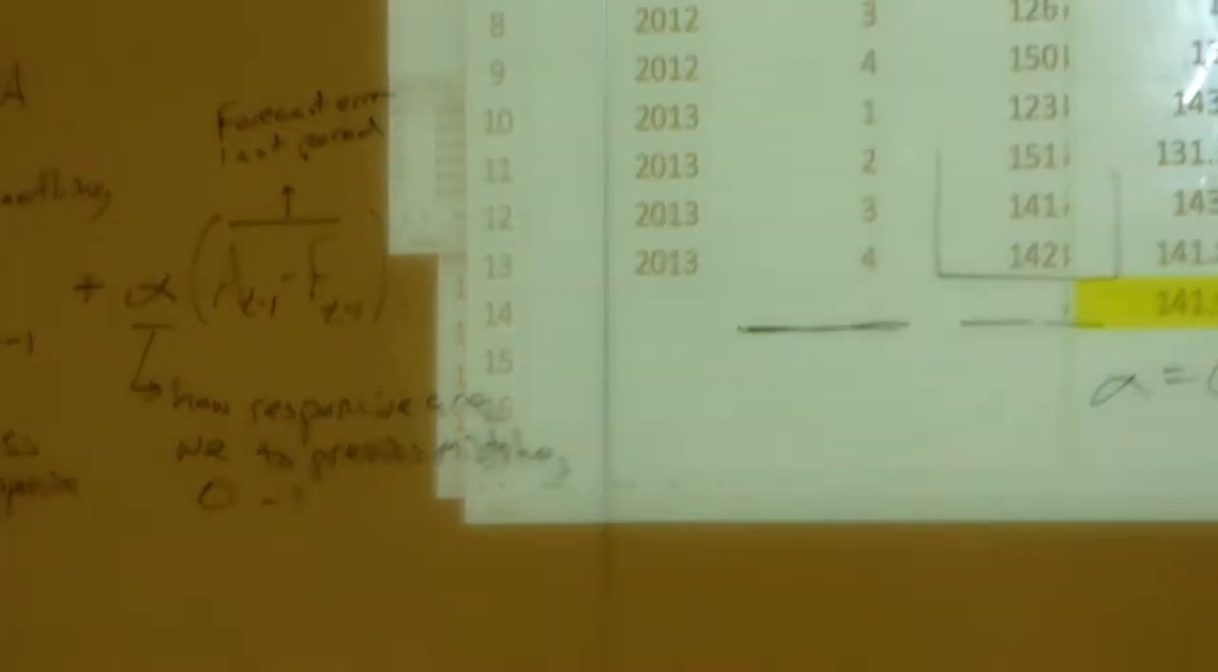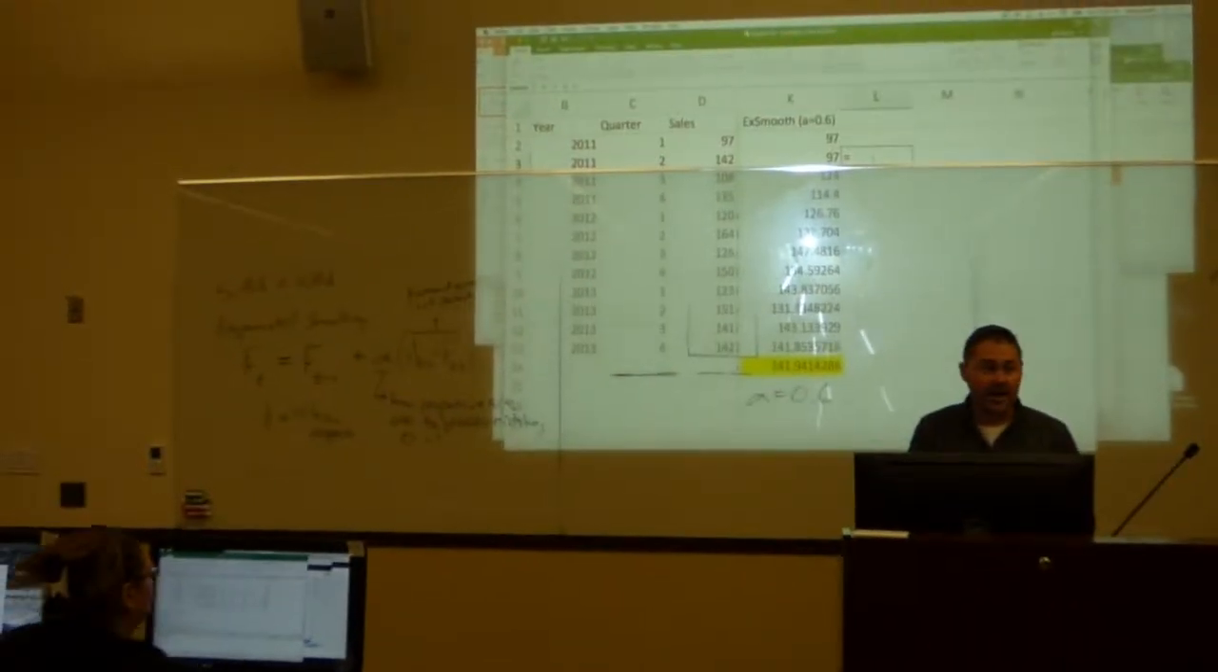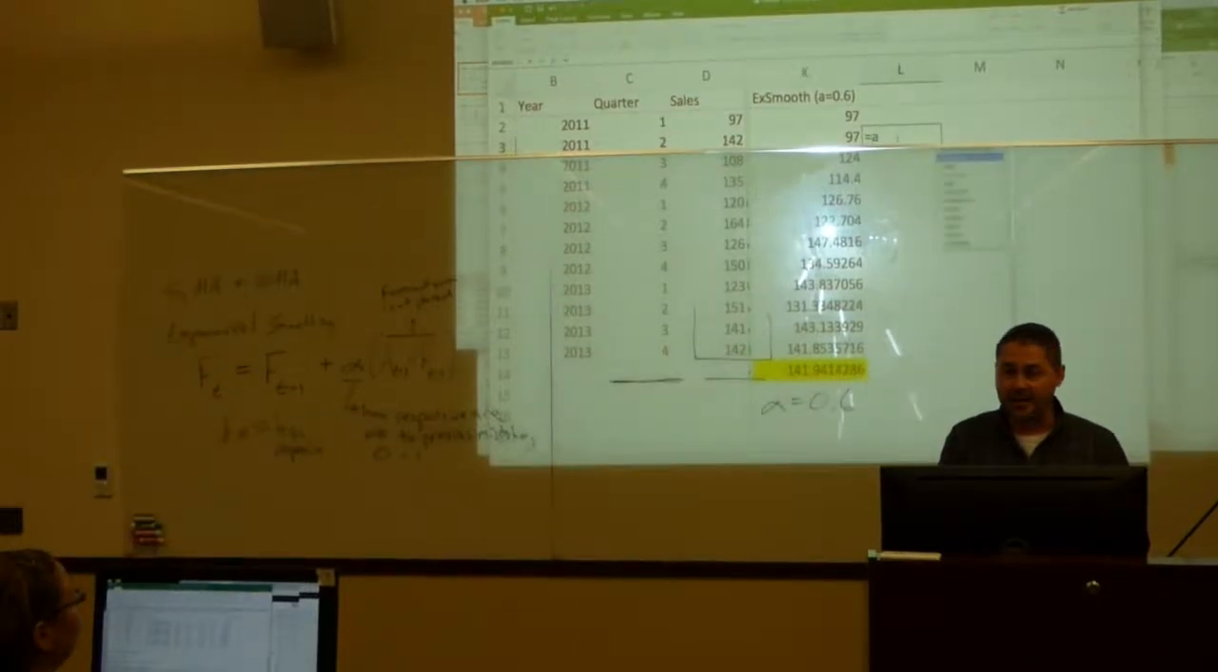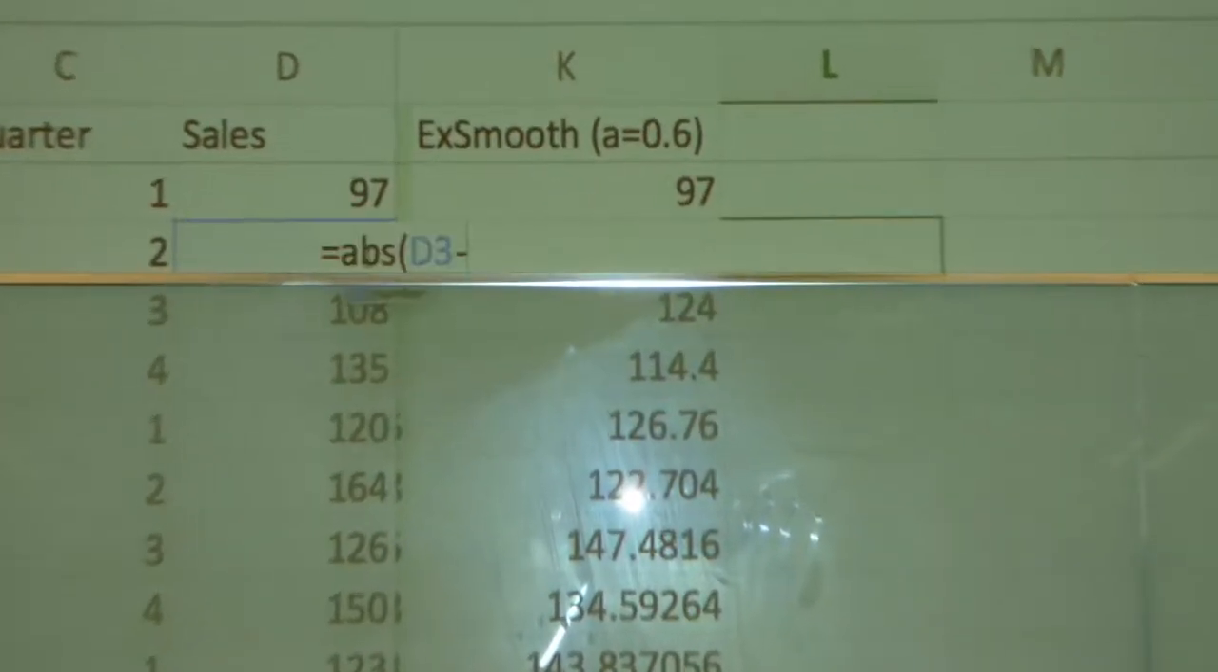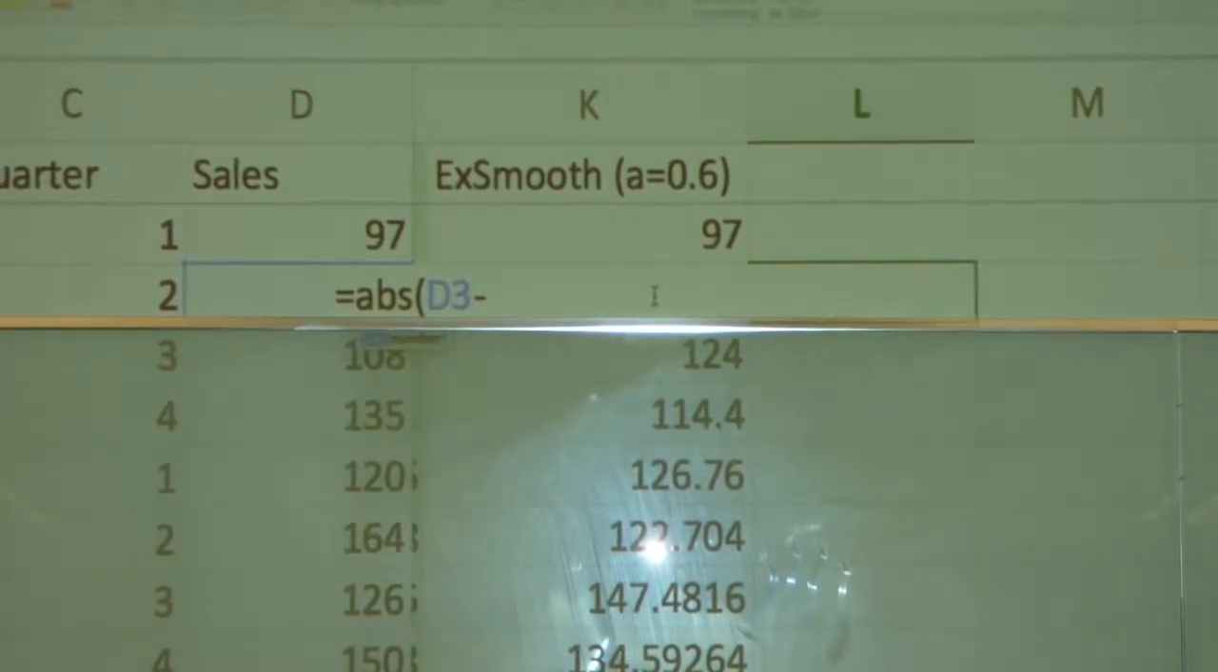Okay. Now for our mean absolute deviation, we take equals the same thing we did before. How do we do it? Equals ABS, and then what actually happened, and start with the second one, minus what we projected to happen.